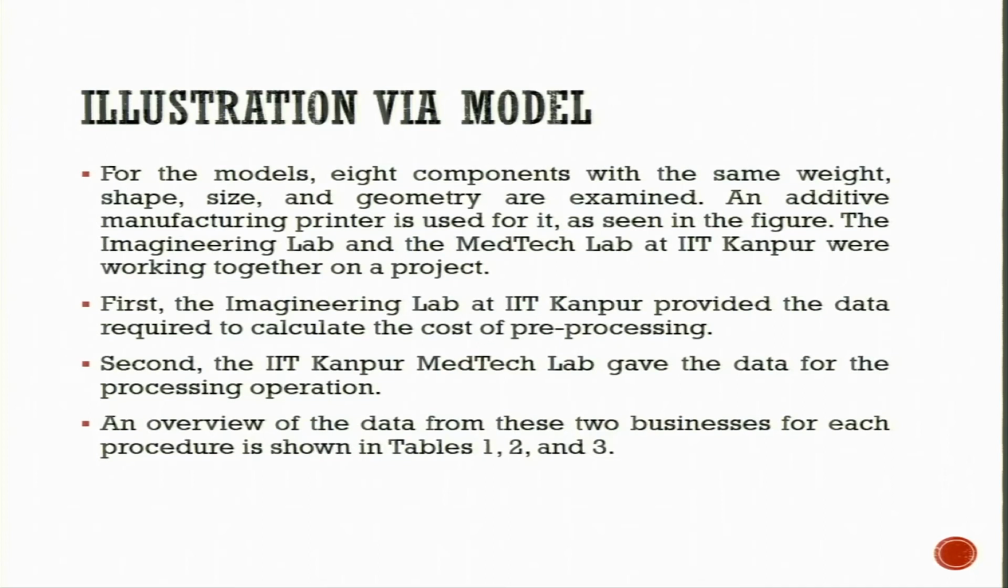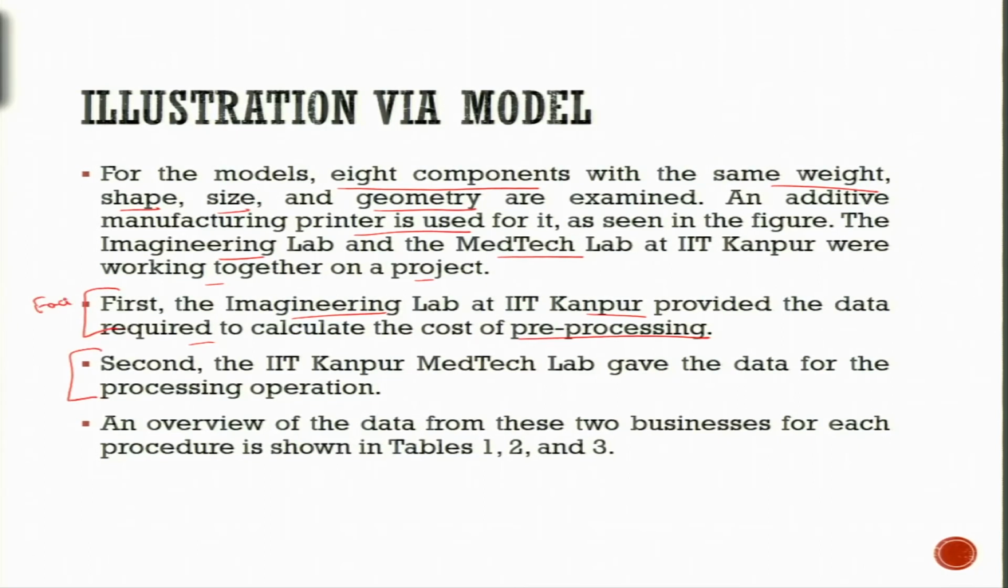So, to illustrate or demonstrate the calculations further that we saw in the total cost model: the models were developed, and 8 components with the same weight, shape, size and geometry were examined. An additive manufacturing printer is used for it. As you watched in the previous lectures as well, the Imaginary Lab and MedTech Lab at IIT Kanpur were working together on a project. First, Imaginary Lab at IIT Kanpur provided the data required to calculate the cost of the pre-processing. So, that is facility 1.